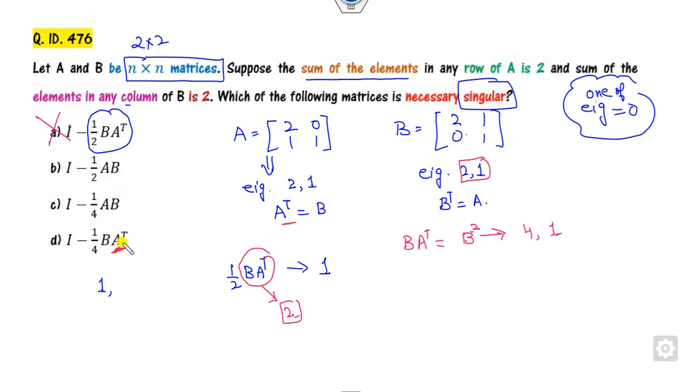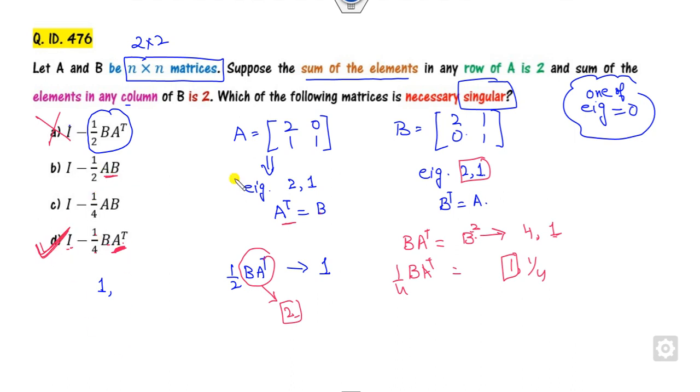Similarly, look at A transpose. Again the eigenvalues of this are 4 and 1. If you divide it by 4, the eigenvalues will be 1 and 1/4. So it is 1. It is also 1. 1, minus 1, 0. This is the right answer.